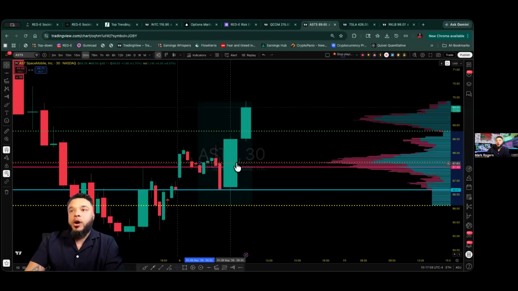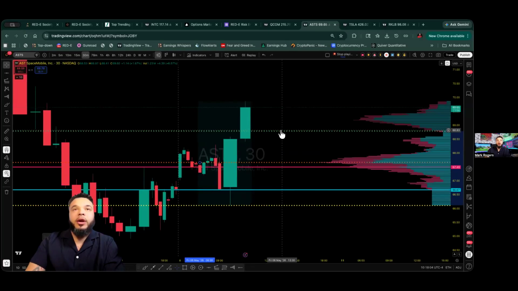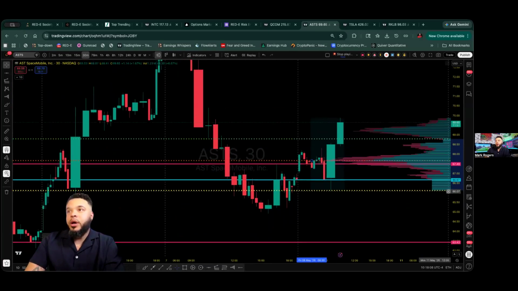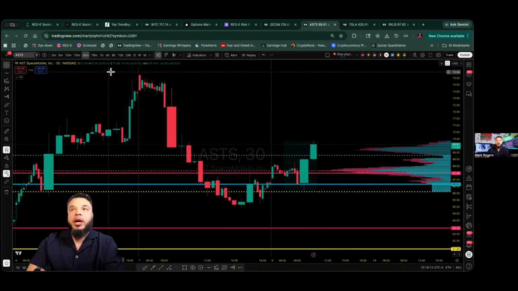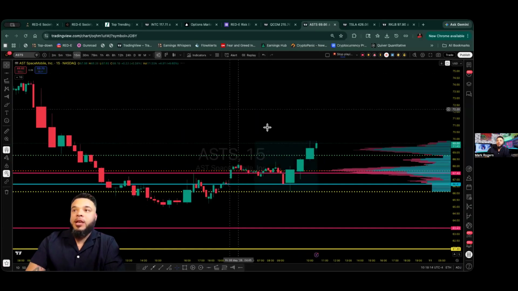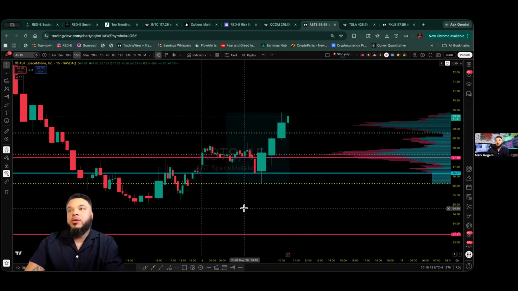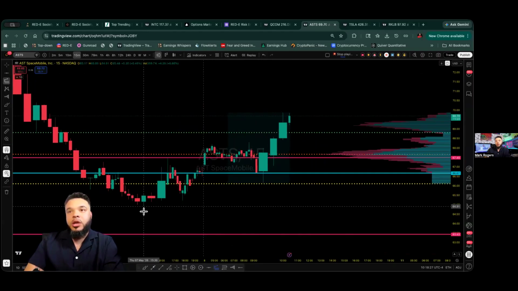Now, as we can see, we're above the point of control here, and we've also broken out of the value area high of ASTS. So now at this point, I do want to explore the idea of how I could trade it. So then I come to my 15-minute time frame. At this time frame, I started looking into drawing my Fibonacci's. In this case, I'm going to do a trend-based fib extension, and I'm going to start with the low point from yesterday.